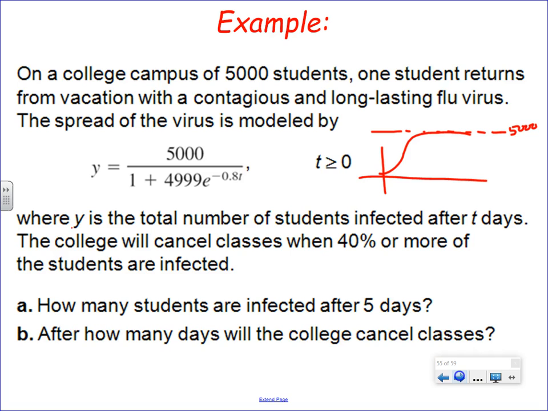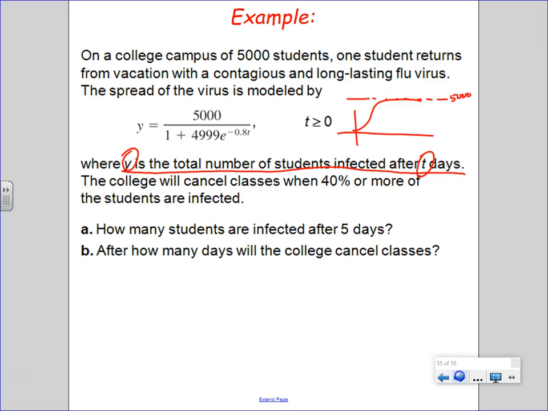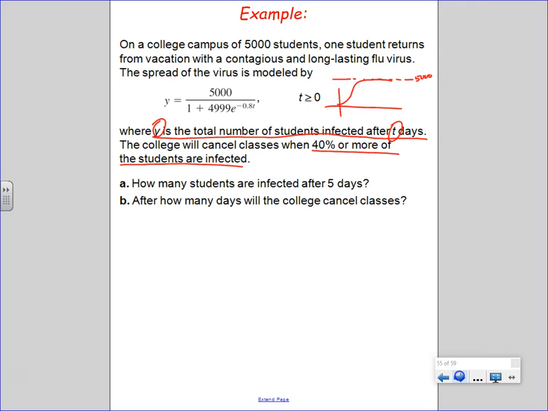Y is the total number of students infected after T days. Okay, so we have T already. We have Y is the total number infected. The college will cancel classes when 40% or more of the students are infected. Letter A. How many kids are infected after 5 days? No test today. Find Y when T equals 5. Wait, what? T is days, 5 days. What are we going to do? Plug it in and plug it all in our calculator.